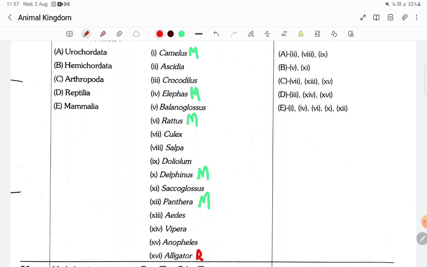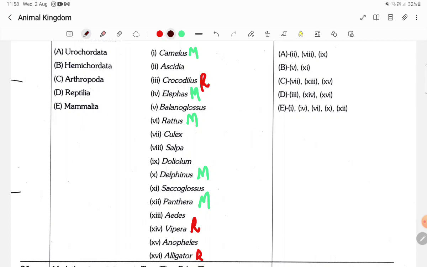No. Vipera, no. Reptile, yeah, vipera is snake and snakes are reptiles. Okay, so next, reptile. Culex, rattus, balanoglossus, Ichthyophis, crocodilus is reptile. Yeah, so we are done with that.